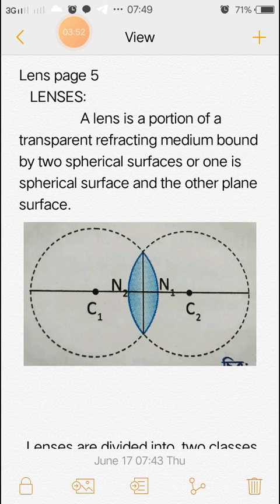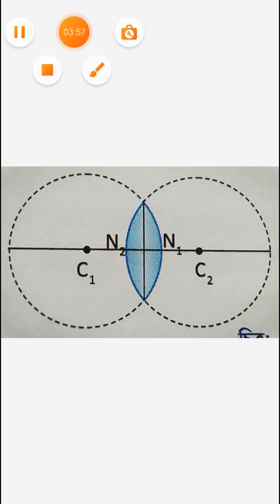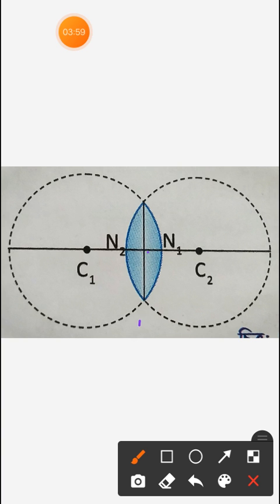This point is called O. So the distance OC1 is called the radius of curvature.